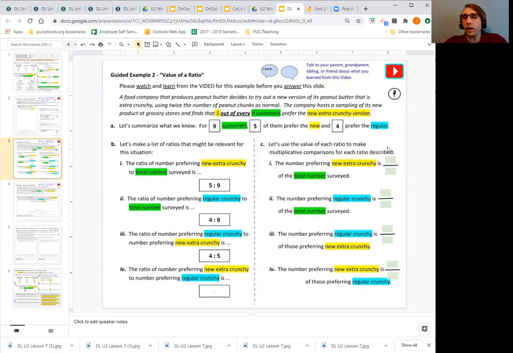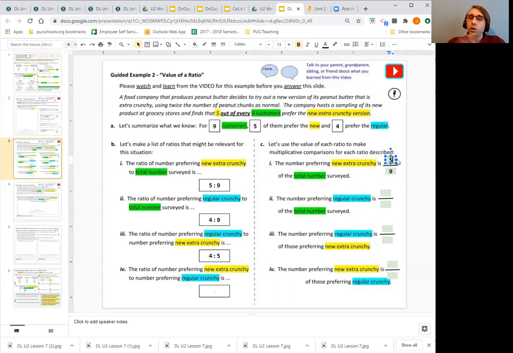All right, I'm going to move on to the fractions. Now what we're going to do is write each of them as a fraction version. So the first one is we're going to write the fraction for new extra crunchy as a fraction of the total. So if it's new extra crunchy as a fraction of the total, that means that the total is at the bottom, the 9 people, and the new extra crunchy is the part that we care about in the fraction, which is 5. So the new extra crunchy is 5/9 of the total, 5/9 of the total amount. So 5/9 of the people prefer new extra crunchy.